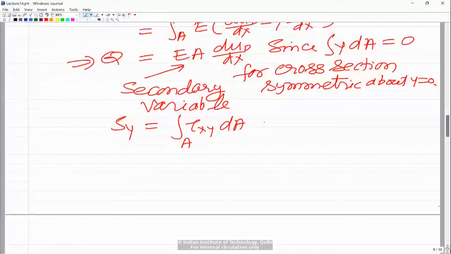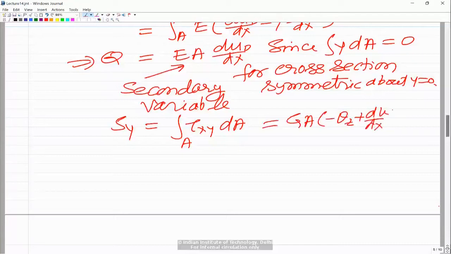And you know that tau xy is G into (minus theta z plus dv by dx), which is constant through the thickness. So we simply write that this integral will give you GA into (minus theta z plus dv by dx). So this is now the shear force. Earlier in the Euler-Bernoulli beam theory, this was minus d by dx of EI d2v by dx square. But now it is simply GA into (dv by dx minus theta z).